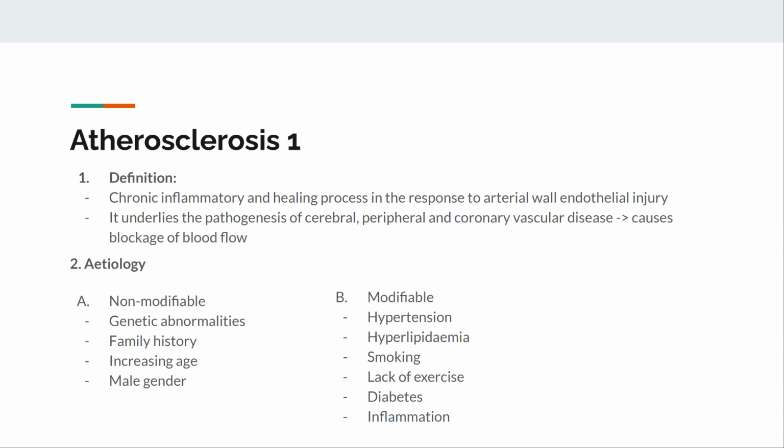In terms of etiologies, you might remember this from lovely DHC. You've got non-modifiable and modifiable risk factors that can lead to atherosclerosis. Obviously, non-modifiable stuff is your family history, your increasing age, having a male gender, and any genetic abnormalities that you might have. Whereas modifiable risk factors can include hypertension, hyperlipidemia, smoking, diabetes, lack of exercise. You've probably heard all these before. Obesity should be on there as well. So all the general stuff that we need to avoid.